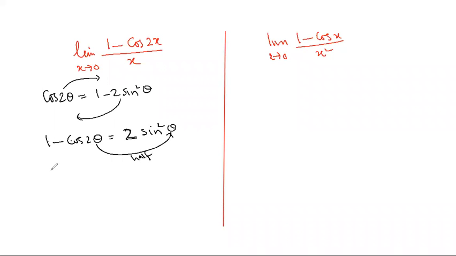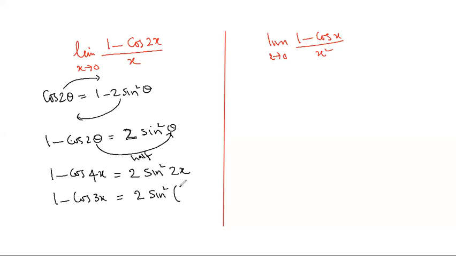So if it is 1 minus cos 4x, your answer would be 2 sine square 2x. If it is 1 minus cos 3x, it is 2 sine square 3x by 2. If it is 1 minus cos x, it is 2 sine square x by 2. Everybody learned this? Have you learned this formula?